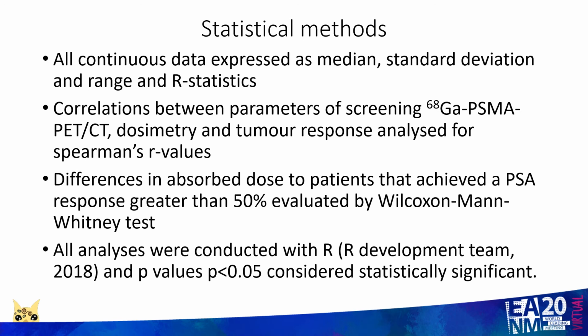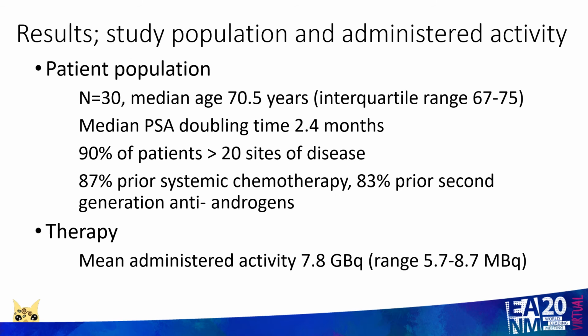The particular point that we were interested in with our studies was the relationship between the screening gallium PSMA PET indices and absorbed dose and tumour response, and also the difference in absorbed dose in patients who received a significant PSA drop, defined as a more than 50% fall in the serum PSA readings. 30 patients were eligible for the study. All of these patients had very advanced and aggressive disease, as reflected in the very short PSA doubling times, and had received multiple lines of therapy beforehand.